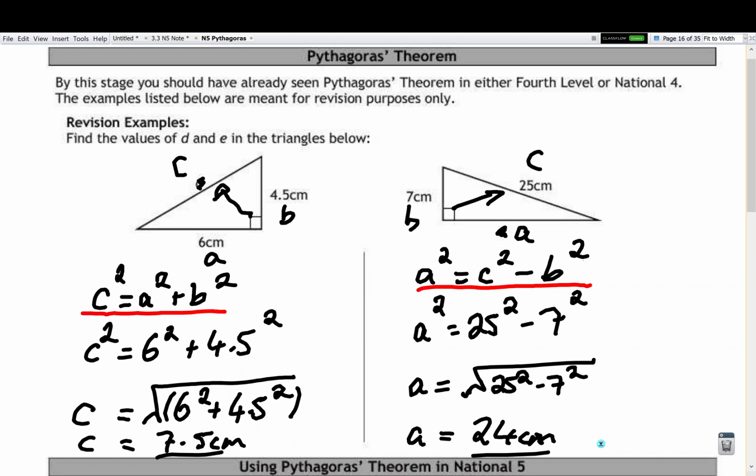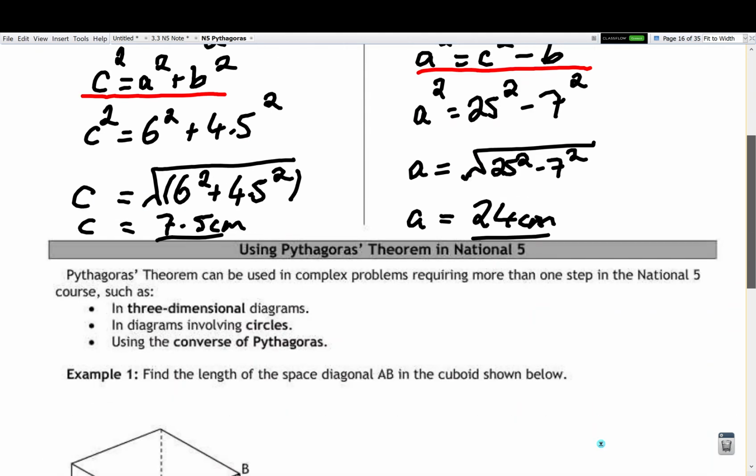Now, if you did the recap video, you will have worked through that with me. If you didn't do that video, you should still remember this from working on this previously, and you should be able to do these two examples yourself, no problem. So we're going to move on to the National 5 level Pythagoras work now.